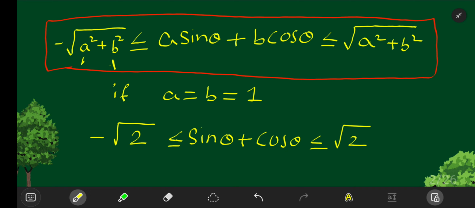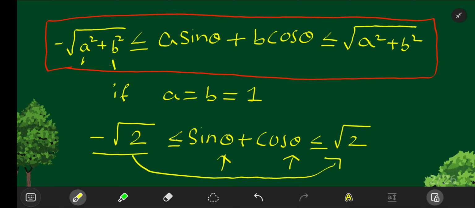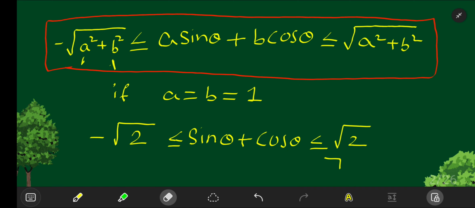The minimum value of sin theta plus cos theta is minus root 2 and its maximum value is root 2. It means if you substitute any angle at the place of theta, any value, the answer you get is between these two values. Yes or no? That is the meaning of its range.